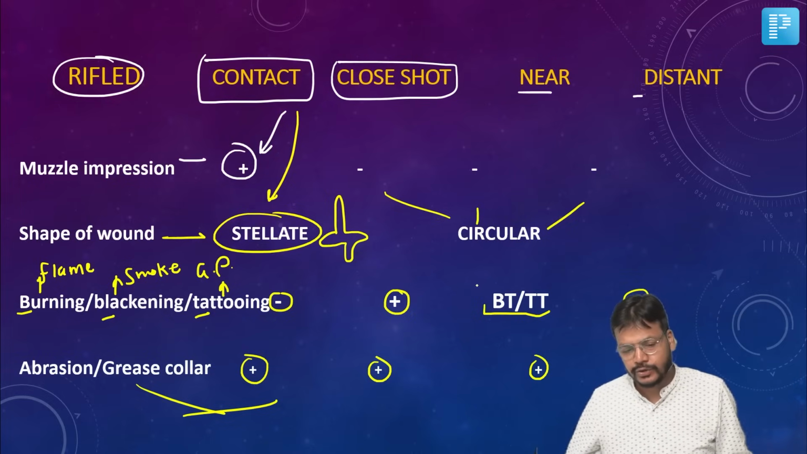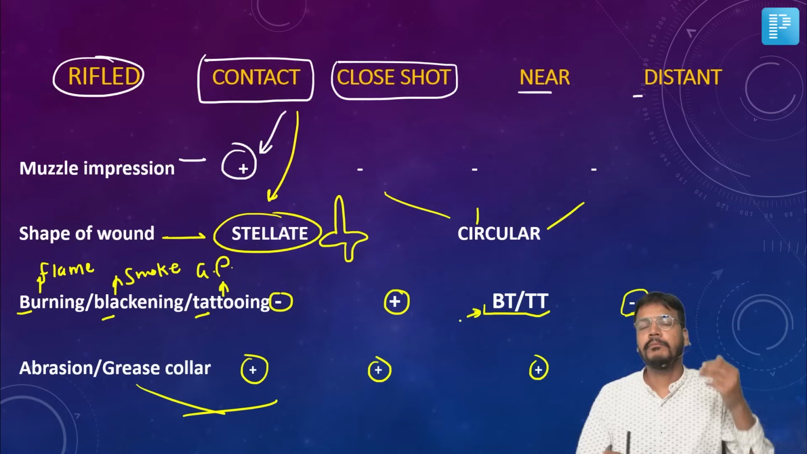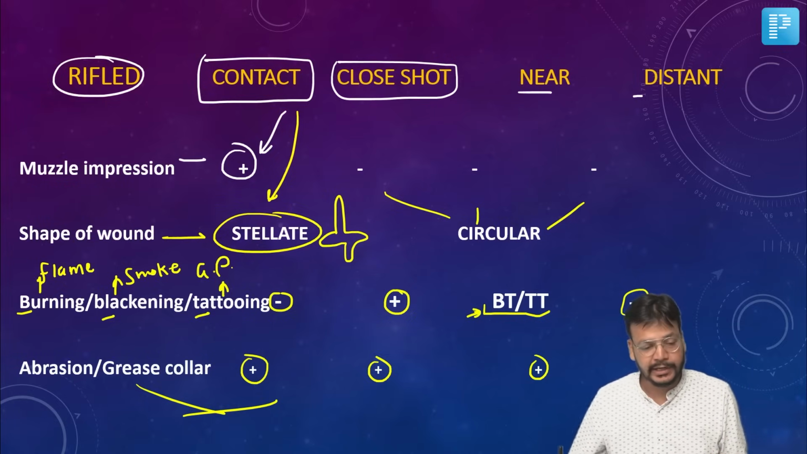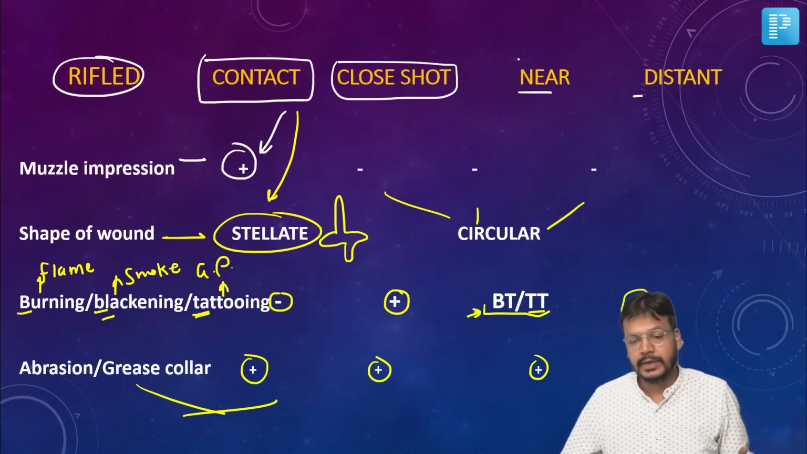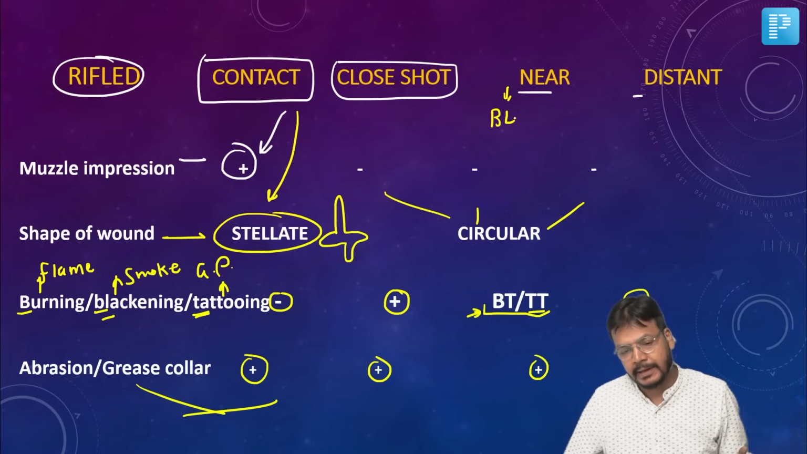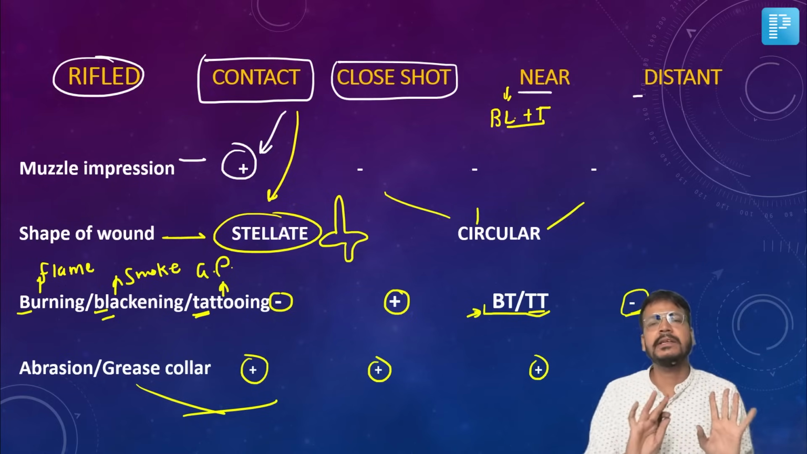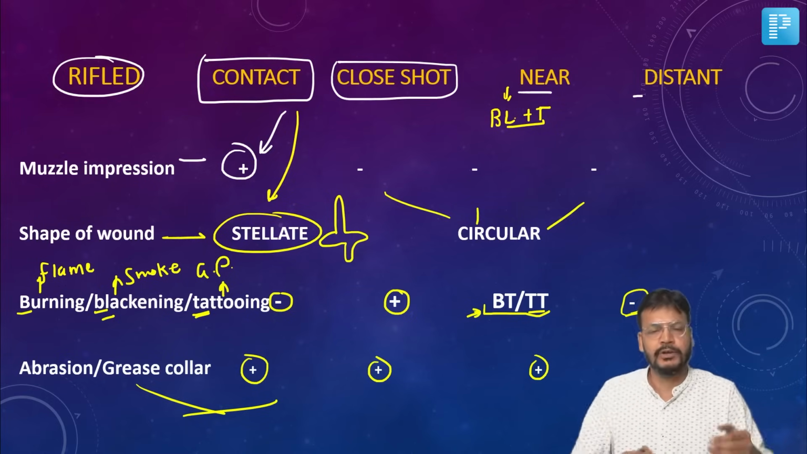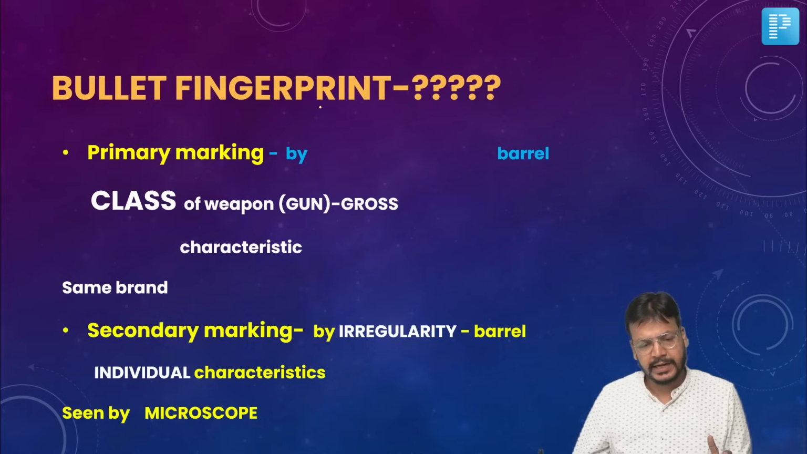In near shot, what is present? Blackening and tattooing, but sometimes only tattooing. Not burning, because the flame effect disappears. So in near shot, it is blackening plus tattooing, or sometimes only tattooing. In distant shot, everything will be absent. And abrasion and grease collar are present in all four, because they are because of the entry going inside.